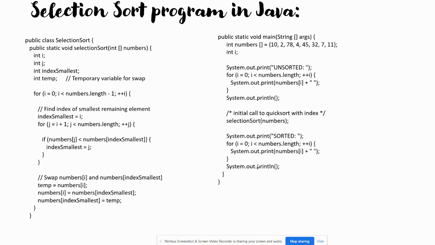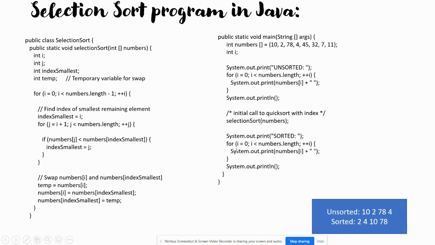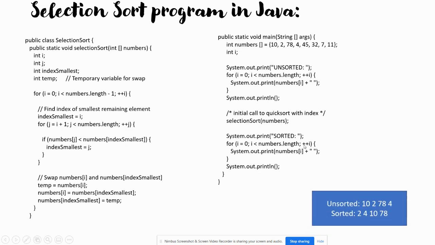After we are done with the selection sorting, we have to print the elements in sorted order. For that, we add a for loop that will display the elements in the sorted order in this way. Okay. So this is all about selection sorting.